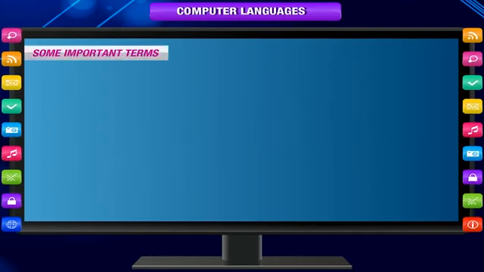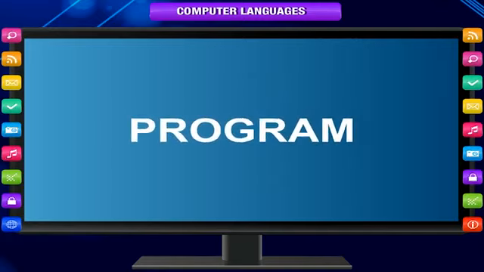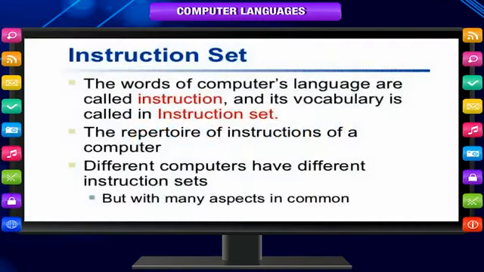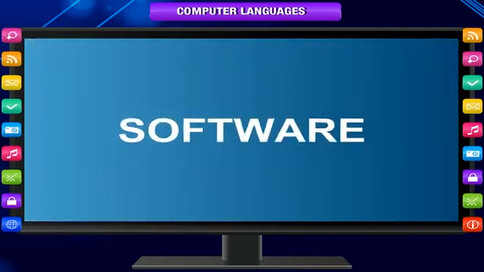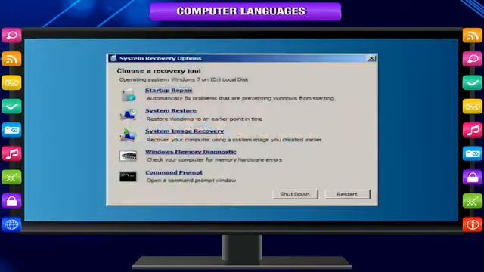Some important terms. Program. It is a set of instructions given to a computer in a computer language. Software. It is a set of program which enables the computer to obtain the solution of a problem.